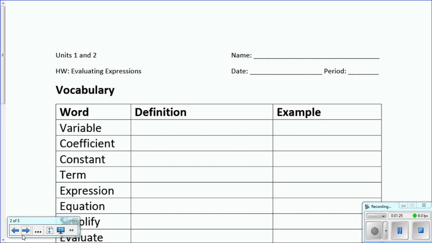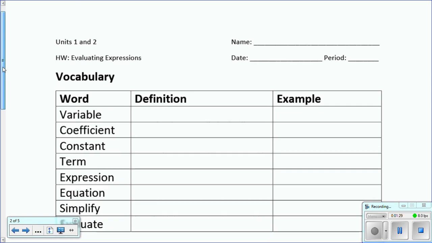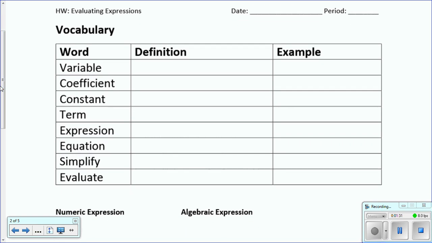Alright. First thing, we got to start out with some vocab. I know, everyone's favorite thing. Okay? Again, I'm probably going to go through this really fast, faster than you can write. Just pause me. It's your one and only chance where you can put me on pause. Okay? Alright.